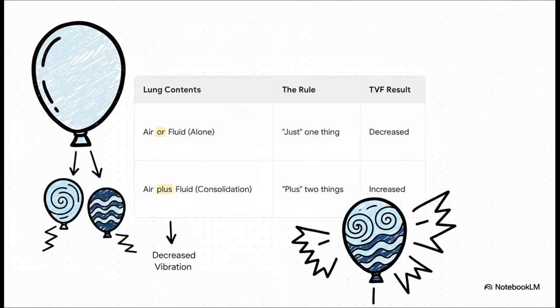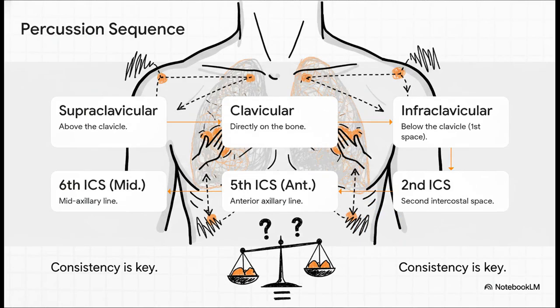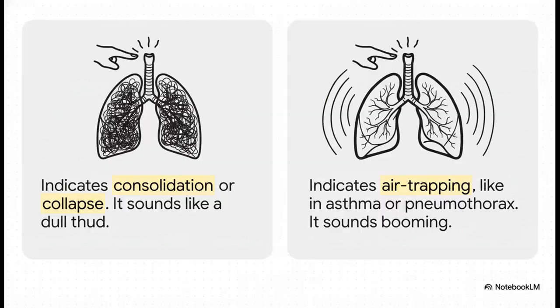Simple as that. Next up is percussion. Now, the key here is to be methodical. Follow this exact pattern, and this is crucial. At every single spot, you have to compare the left side to the right side. That comparison is what tells you if something's wrong. And the sound you hear? It tells a story. If you hear a dull thud, that suggests something solid or fluid-filled underneath, like a consolidation. But if you hear a big, booming, hyper-resonant sound, that's a classic sign of trapped air, like you'd get in asthma or with a pneumothorax.